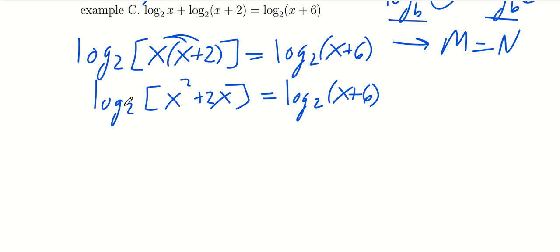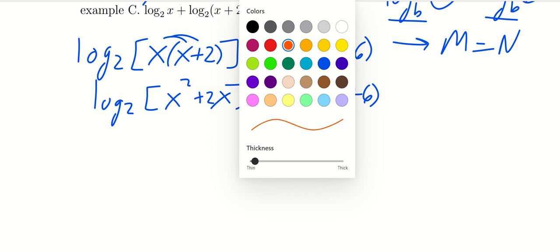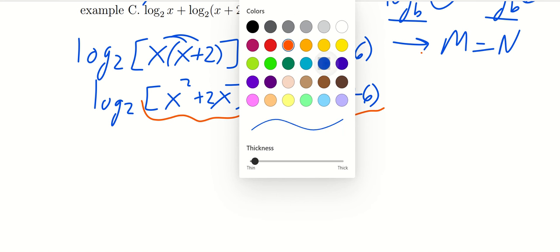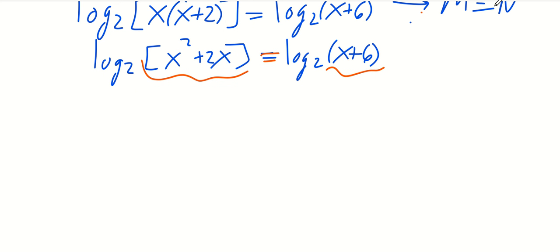We have a single log on the left-hand side of base 2. We have a single log on the right-hand side of base 2. And because those two log expressions have equal values, that means that these quantities on the inside have to be equal. So we can drop the logs and just simply put the inside parts equal to each other. That means that x squared plus 2x should be equal to x plus 6.